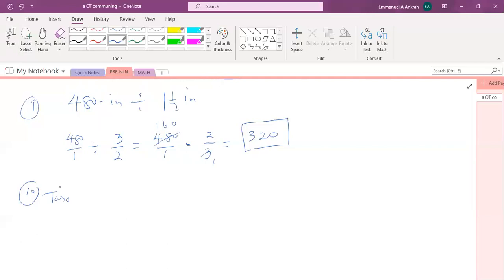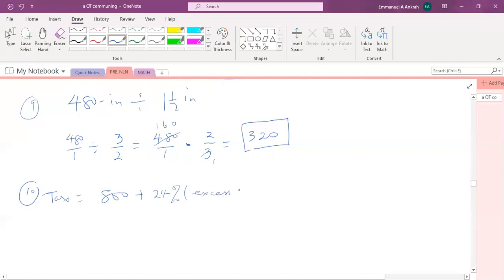So tax is 800 plus 24% of the excess above 10,000. So this is a summary of the question. So in this question, you have to ask yourself, what is the excess above the 10,000? The excess above 10,000.